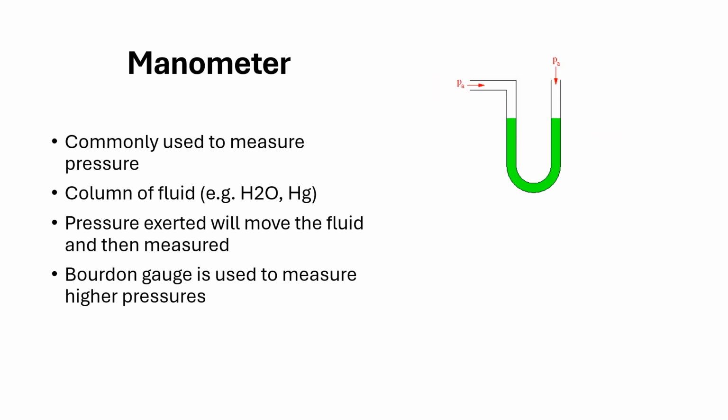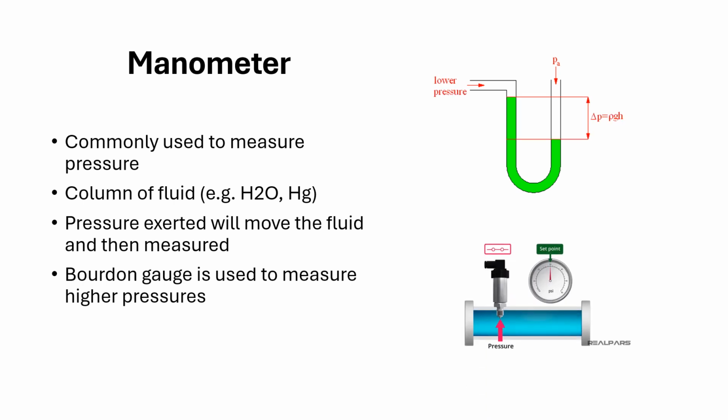So here you can see the manometer, and in terms of the pressure difference, we see different height of a liquid in the tube. And here, this is an example of what is called a Bourdon gauge. And again, we typically see that on our oxygen tanks or some other gas tanks because it is more helpful in measuring higher pressures.